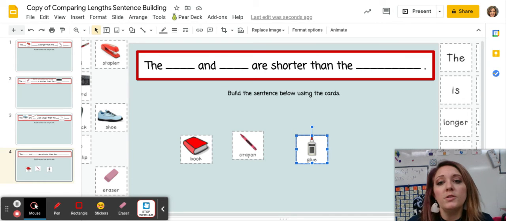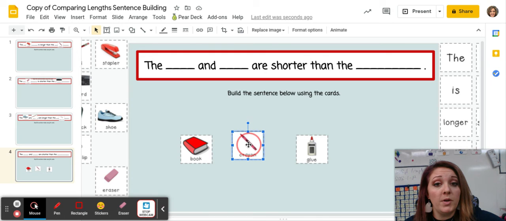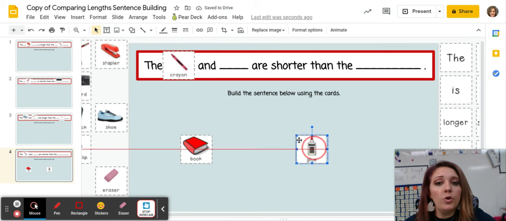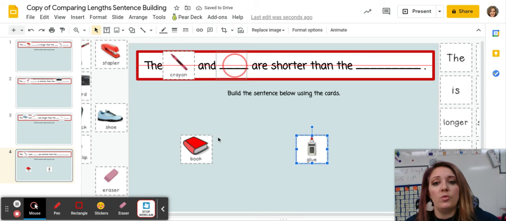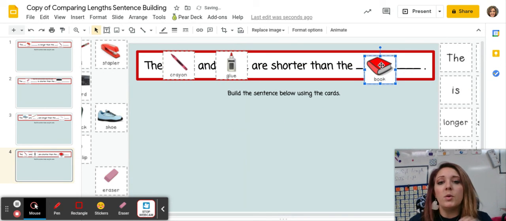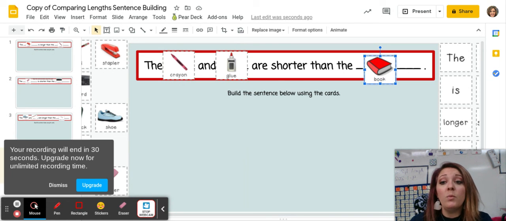Our sentence starter says two of them are shorter than something else. So let's see. I'm thinking of a book, a crayon, and glue. I would say my crayon is pretty small, so it's going to be shorter. And I would think my glue bottle would also be shorter. And my book would be longer. So a crayon and glue are shorter than my book. So you're going to be working on measuring the length, how long or short an object is.